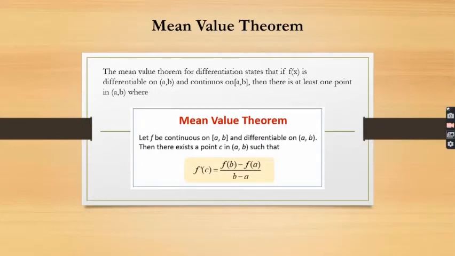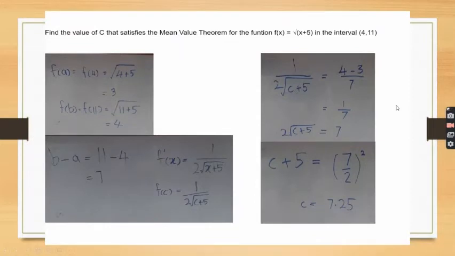Okay, what is the mean value theorem? The mean value theorem for differentiation states that if f(x) is differentiable on the open interval (a, b) and continuous on the closed interval [a, b], then there is at least one point c in the open interval (a, b) where f'(c) equals (f(b) minus f(a)) over (b minus a). Now we move on to the question. Find the value of c that satisfies the mean value theorem for the function f(x) equals square root of x plus 5 in the interval 4 to 11.